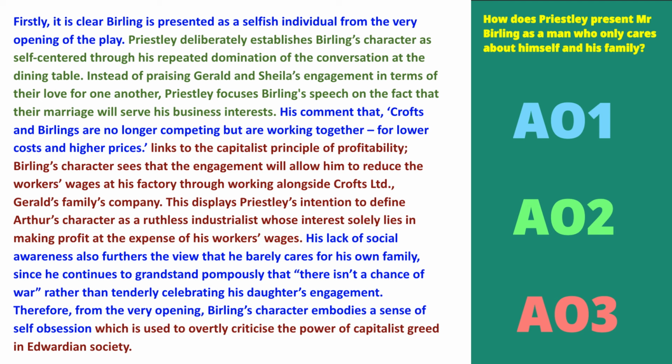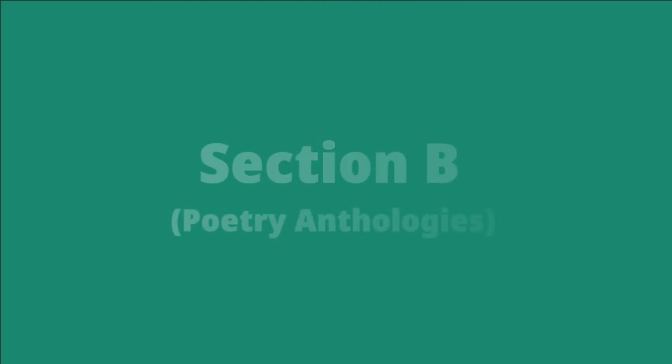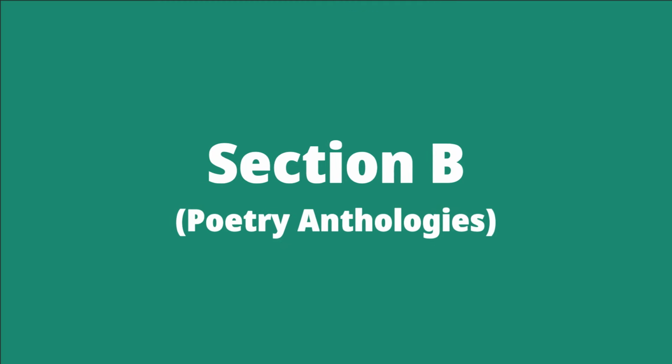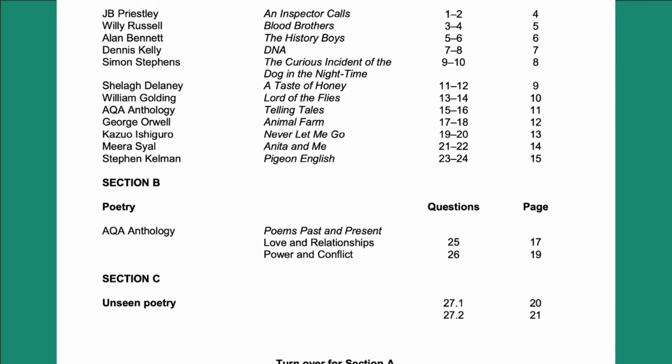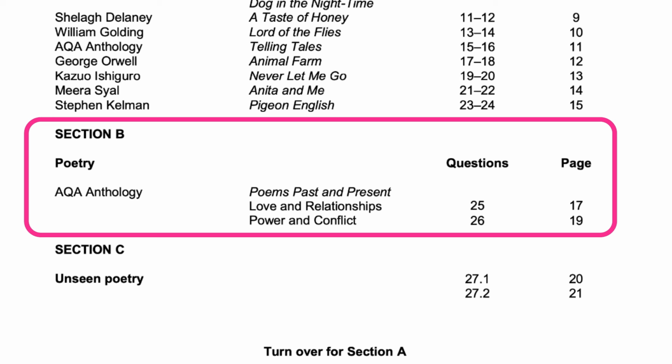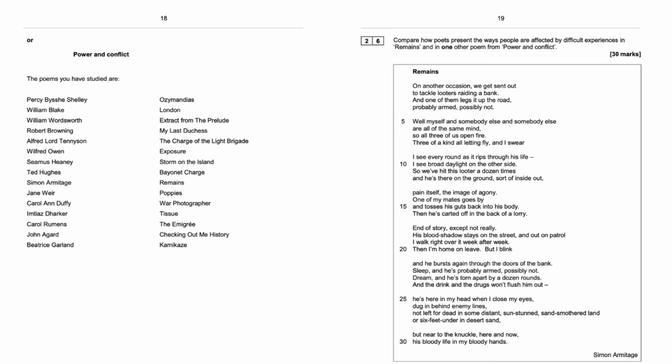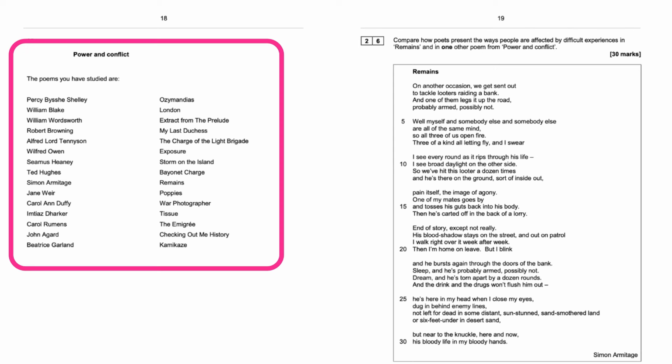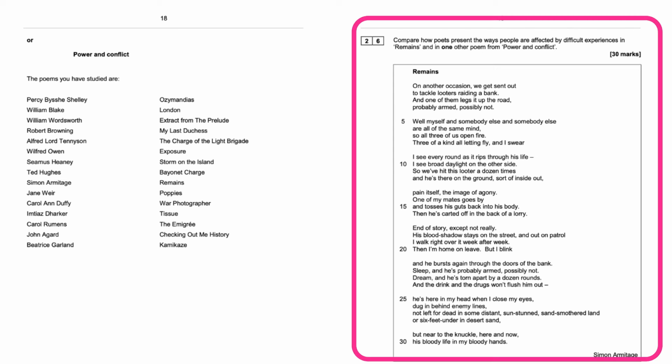That covers how to approach Section A. Now we'll quickly cover Section B, the Poetry Anthology Comparative Essay. So after completing your first essay in the first 45 minutes, you will turn to the relevant page of Section B. For this example, I've chosen to feature Power and Conflict poetry, since it's a popular choice for many schools. As you can see, the format is different to Section A. You are given a list of all the poems in the anthology on one side, and a question along with one of the poems on the other side.